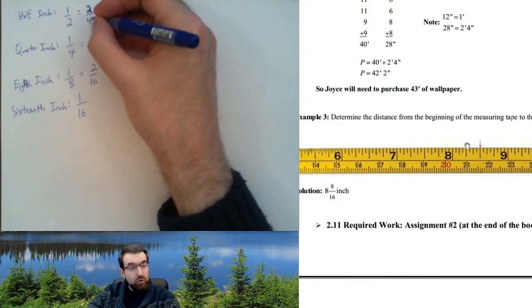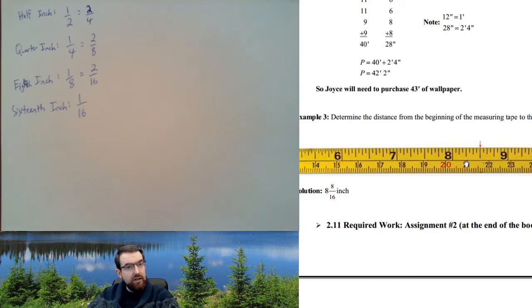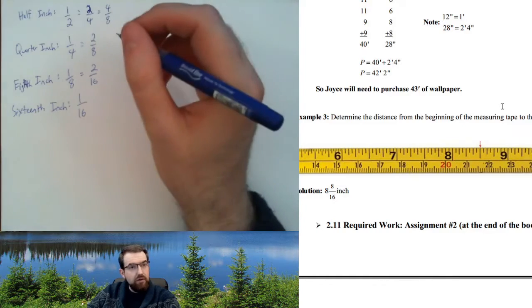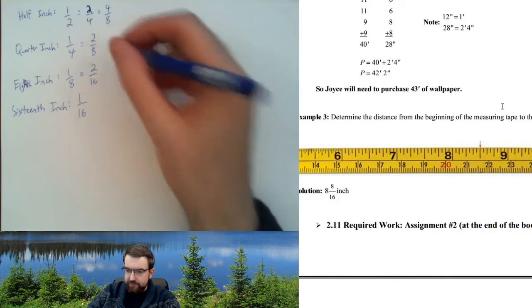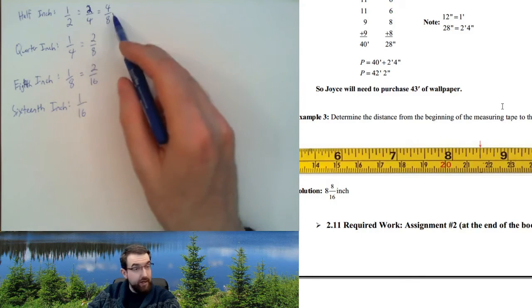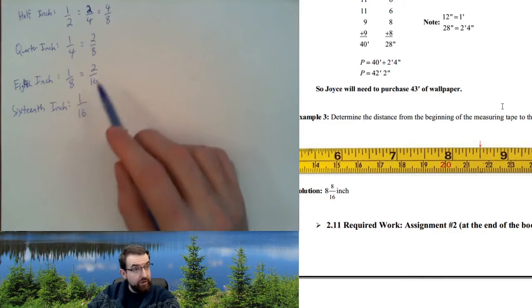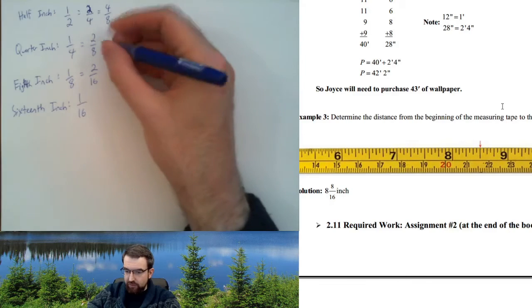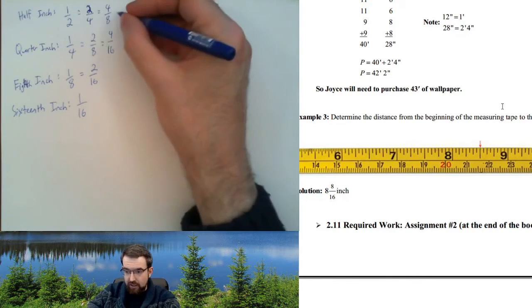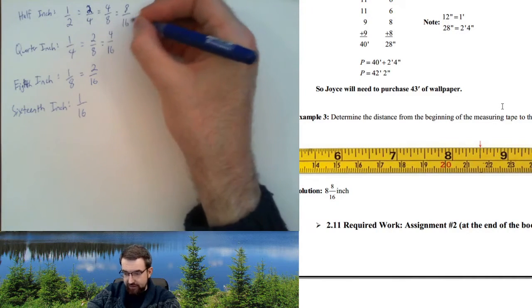So a half inch is 2/4 of an inch. A half inch is also, we see 1, 2, 3, 4, 4/8 of an inch. So here are all these in eighths. We've got an eighth, 2/8, 4/8. Then 1/16, 2/16. Well, 2 over 8 is going to be the same as 4 over 16, isn't it? And 4 over 8 is going to be the same as 8 over 16.